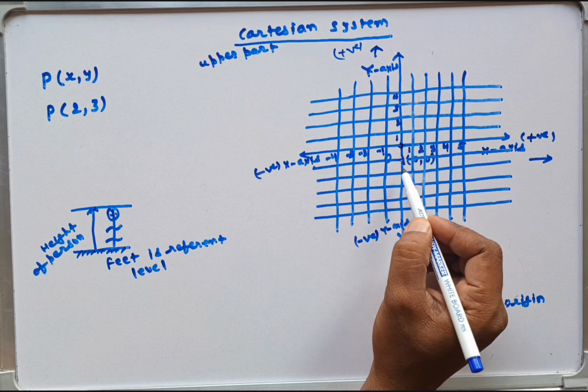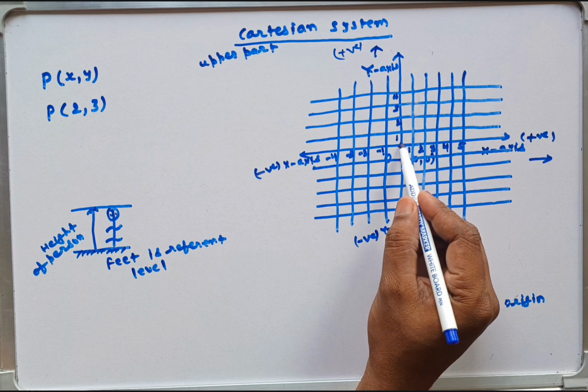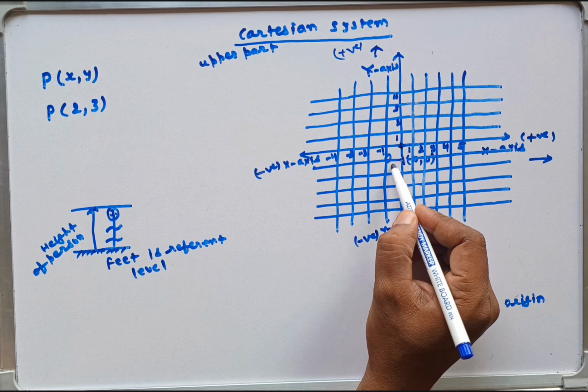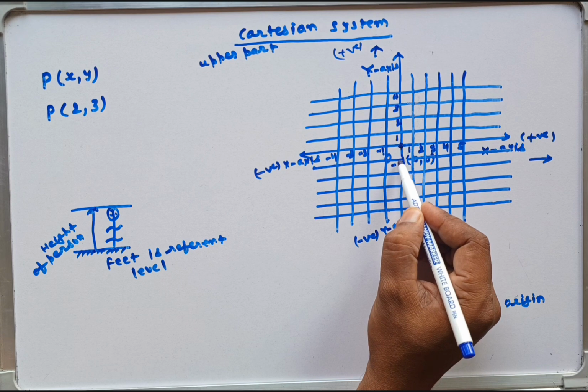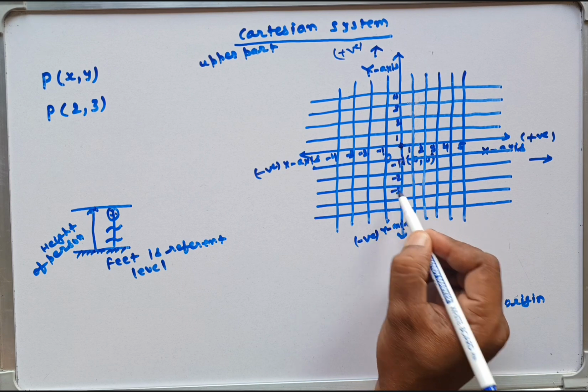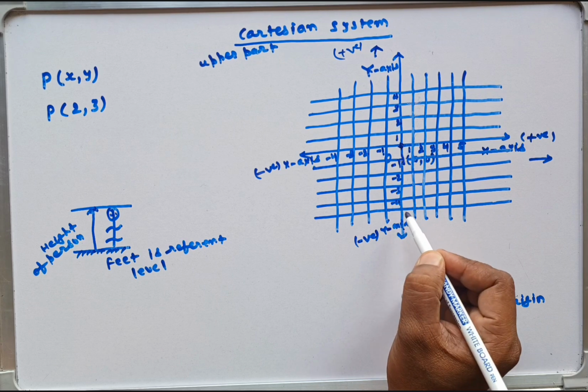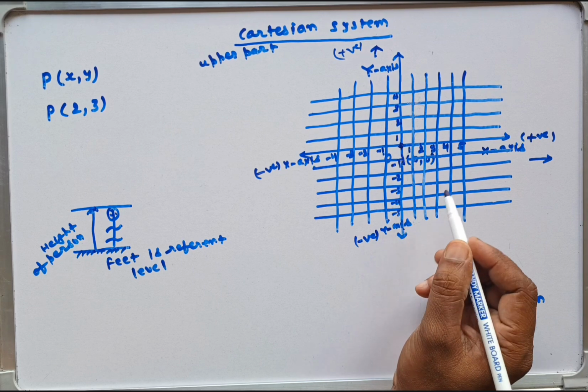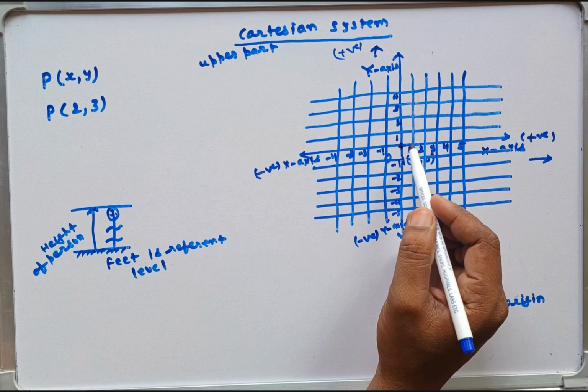In the down direction from this origin, this is -1 guys, this is -2, this is -3, this is -4, and this is -5.